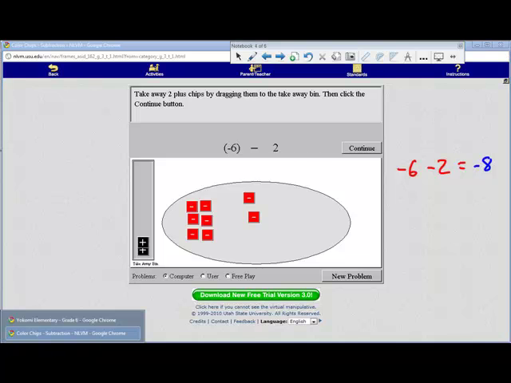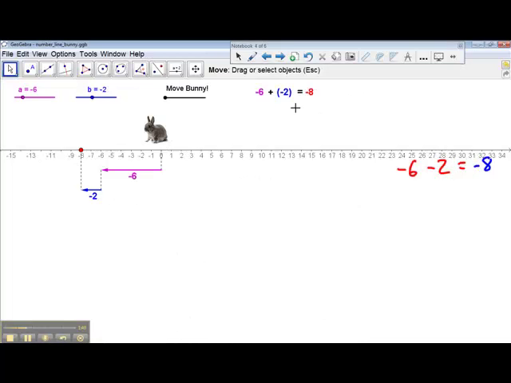that we were looking at earlier. Well, we have negative 6, but remember this is addition, and we had some rules for that. We said keep, change, change.